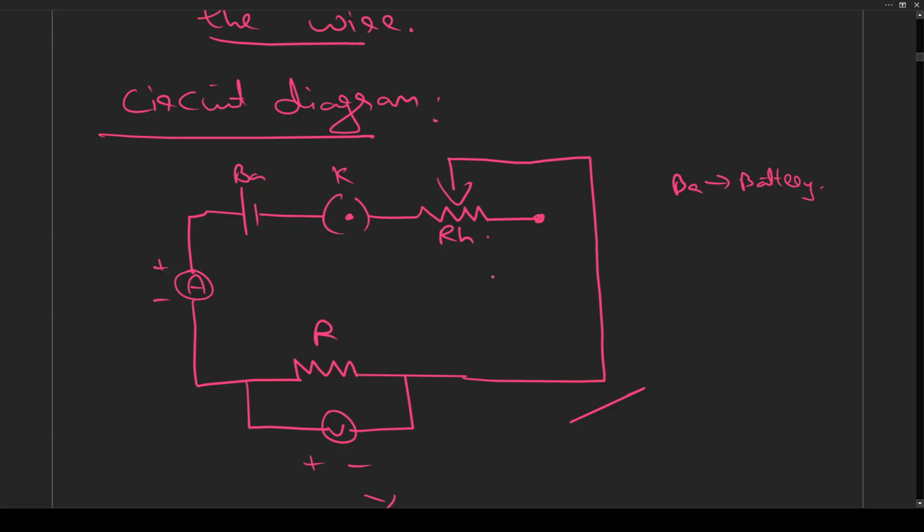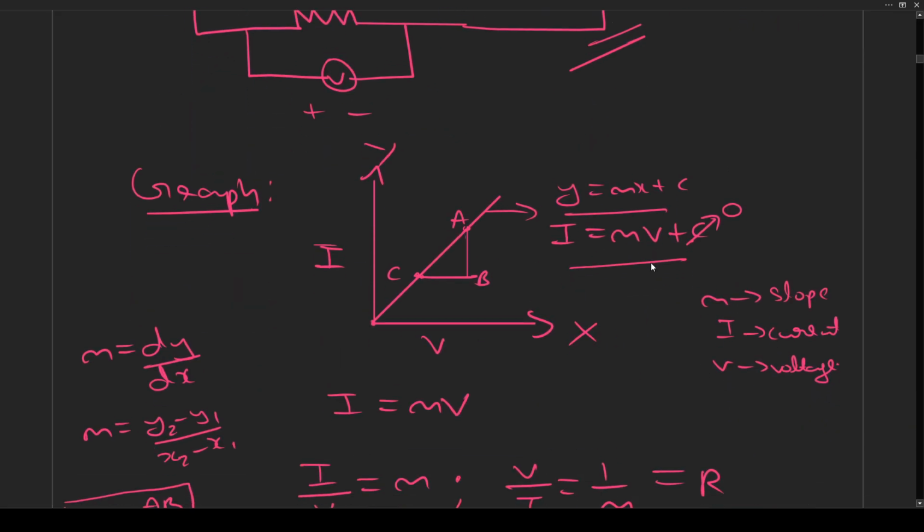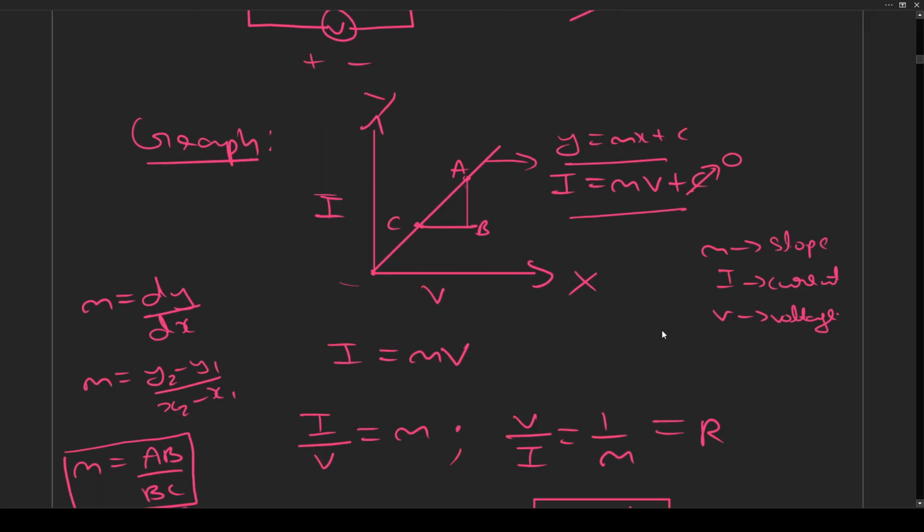In our first experiment, we only have one diagram. In our second experiment, we have two diagrams. One is our circuit diagram and second is the graph. This is a sample graph. We should take a proper graph sheet and plot the actual graph, but we will get a graph similar to this.